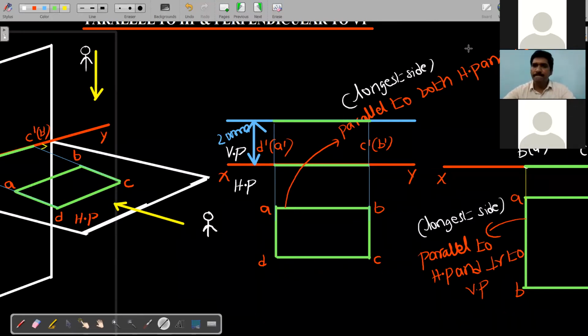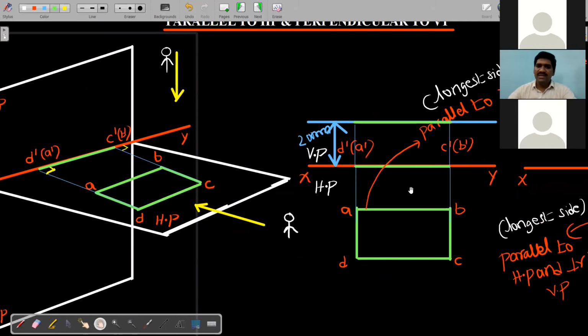But the top view will be below the HP only. My main doubt is, because it is lying above. The top view is always below XY and the front view is always above XY. Yes, sorry, sir. That is in the case of first angle projection.